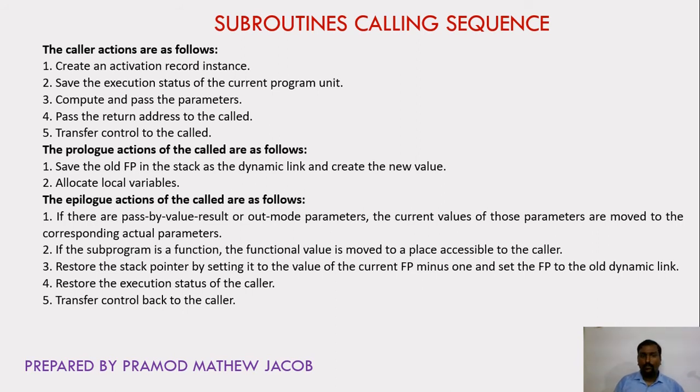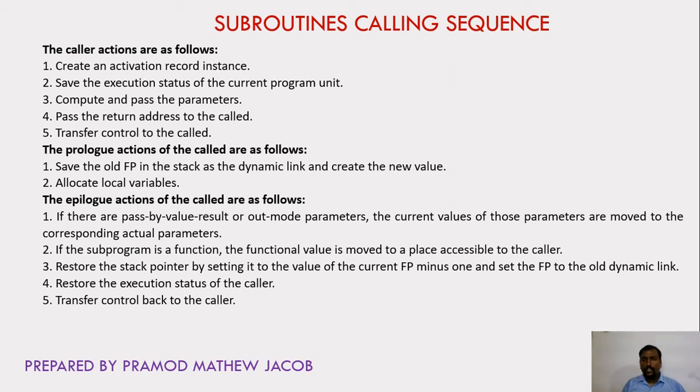Restore the stack pointer by setting it to the value of the current frame pointer minus 1 and set the frame pointer to the old dynamic link so that the function execution will resume from that point. Restore the execution status of the caller, transfer control back to the caller. So this is the execution of the typical subroutine calling sequence.